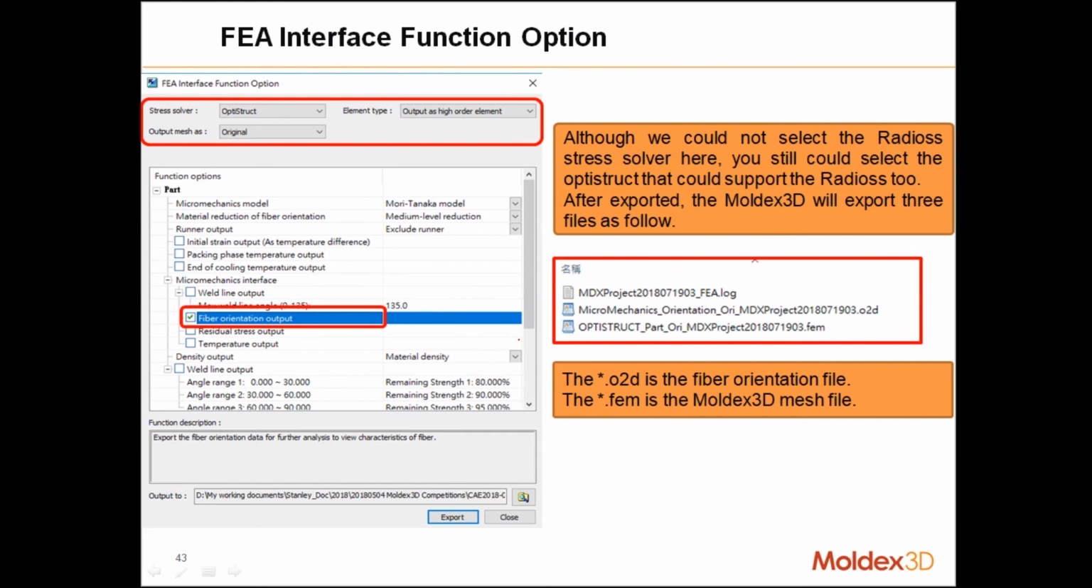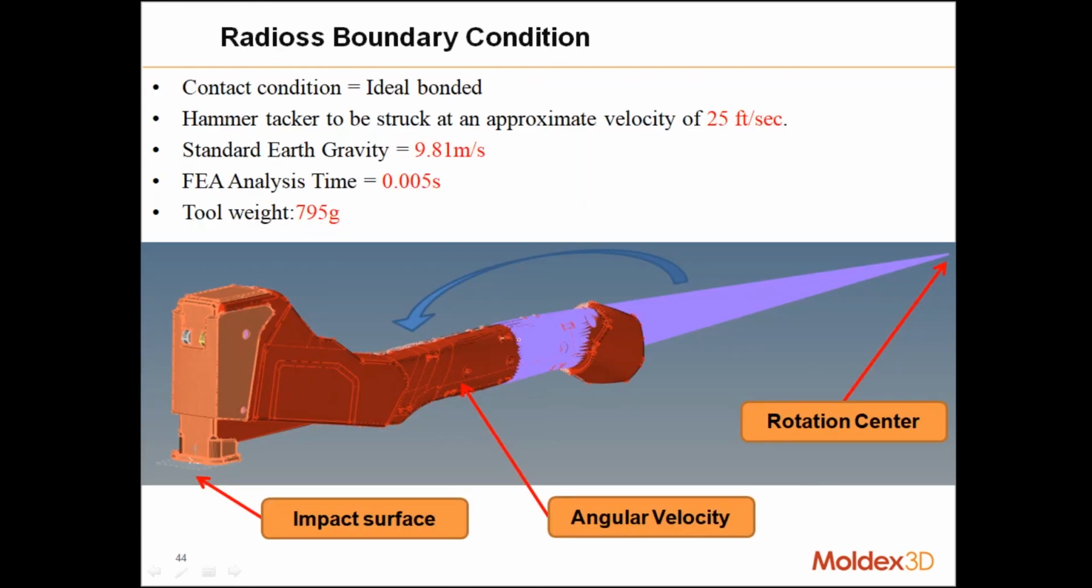So what they do is, as a matter of fact, in the via interface function, they cannot select the radial stress over here. So alternatively they choose the Abaqus as output, because the file type can also be tolerated between both software. And secondly, they choose the fiber orientation tensor as output, which is the O2D file, as you can see on the right hand side, and the FEM file means the Moldex3D mesh.